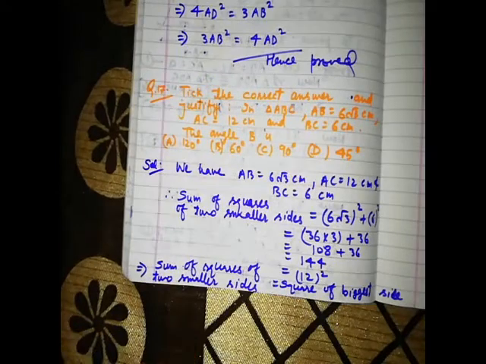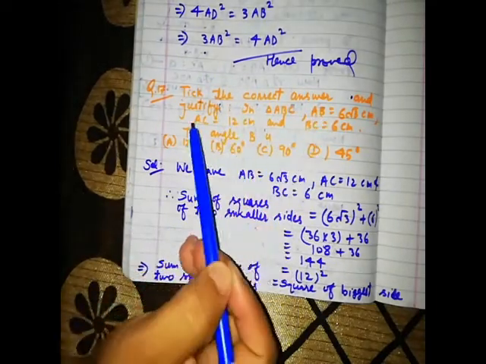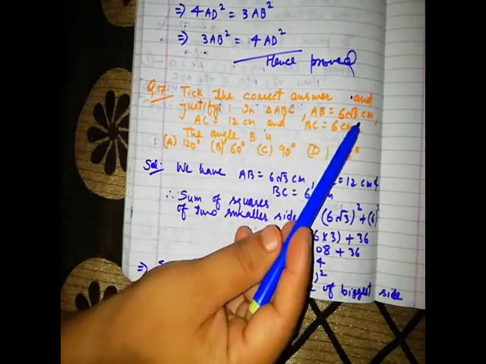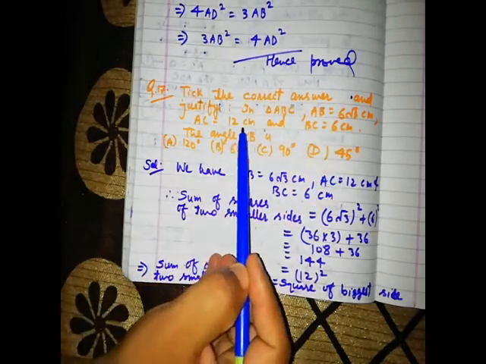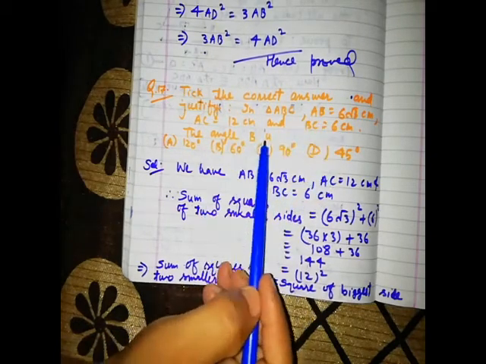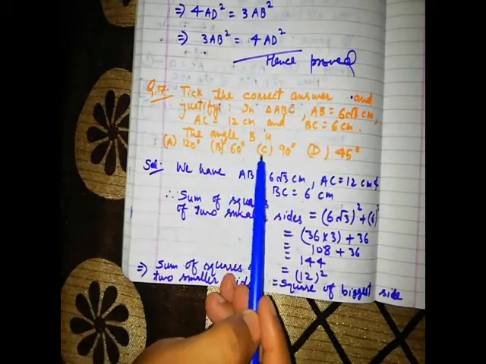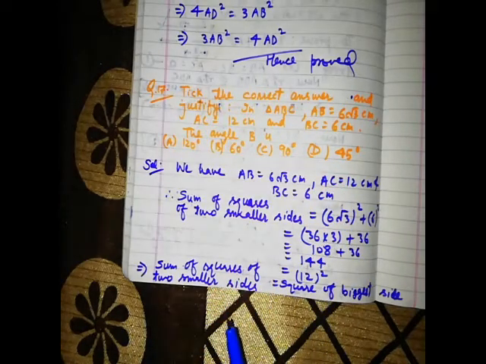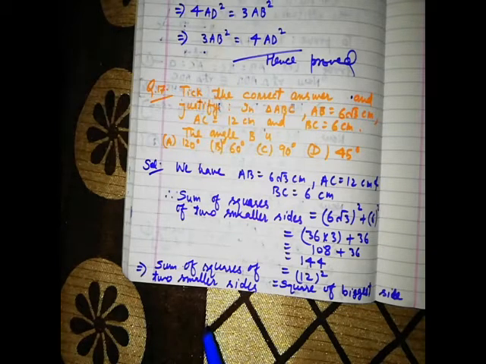Now we will be doing question number 17. Tick the correct answer and justify. In triangle ABC, AB equal to 6 root 3 cm, AC equal to 12 cm and BC equal to 6 cm. The angle B is 120 degree, 60 degree, 90 degree, 45 degree. This is a multiple choice question. We have to choose one correct answer.